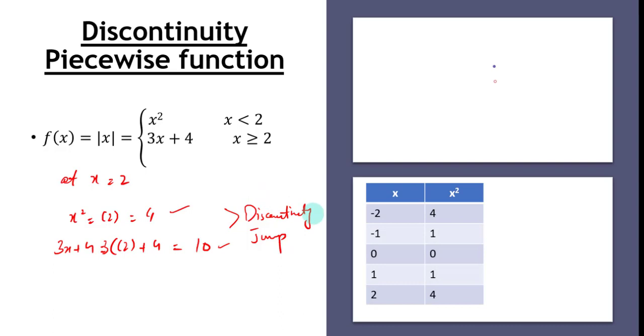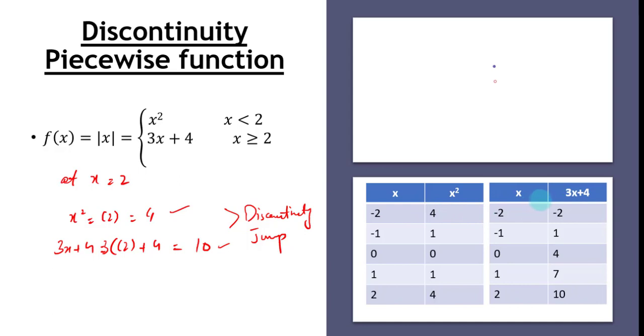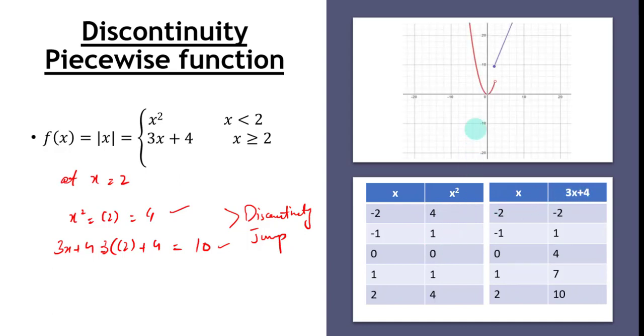Let's take a look at the table of values first. You can take different values for x squared, and different values for 3x plus 4 as well, and then you can plot them easily on a graph. You can clearly see here that at x equals 2, for the parabola that we have for x squared, we have a parabola that is coming from the left and opening up, and then suddenly, because we have this restriction on it and our interval changes, we have a jump here. The value directly jumps from 4 to 10, and that is why we have a jump discontinuity here.